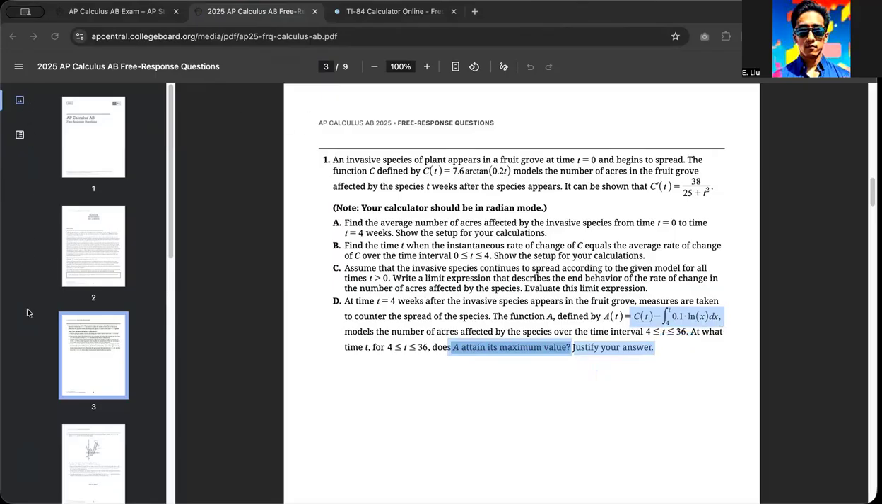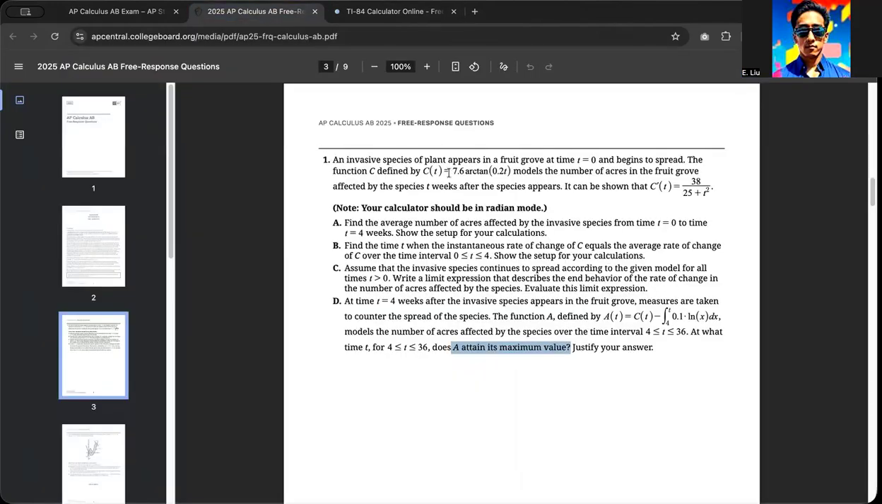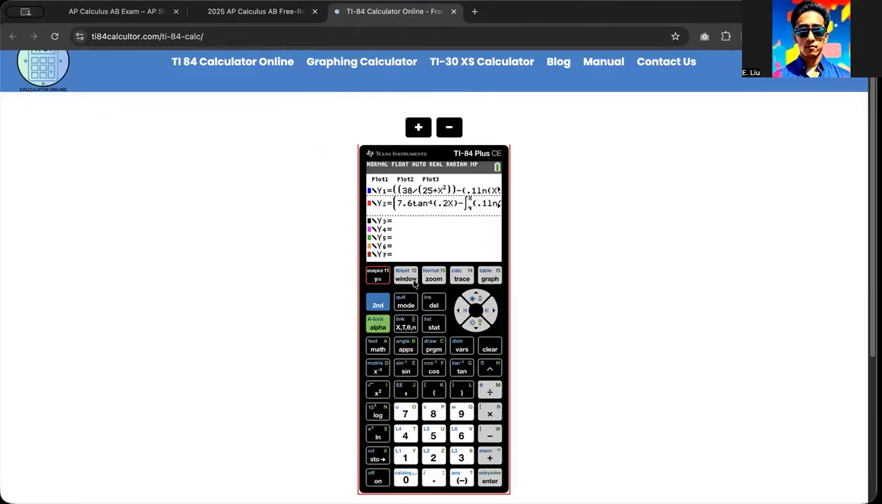That's where I'm going to go back into our calculator, and we are going to type that into the second part of the equation. So now what I have here is c of t, our original part of the function, c of t minus this part, the integral from 4 to t of 0.1 ln of x dx. So that's been plugged in here. Now I can enable that, and we're going to graph that function.